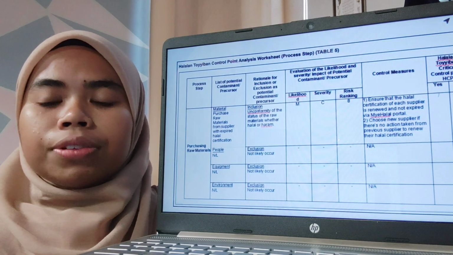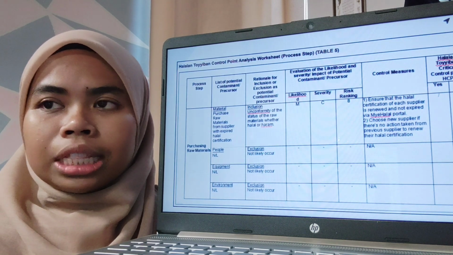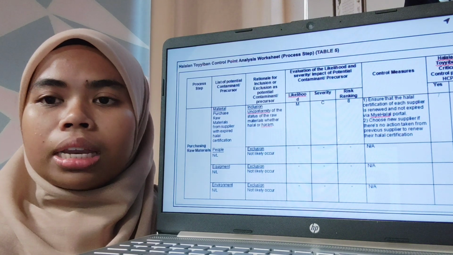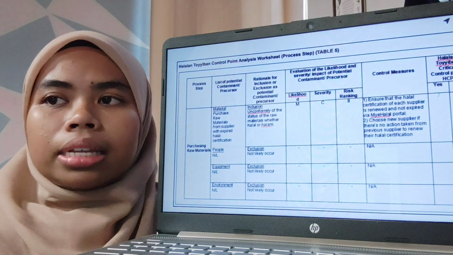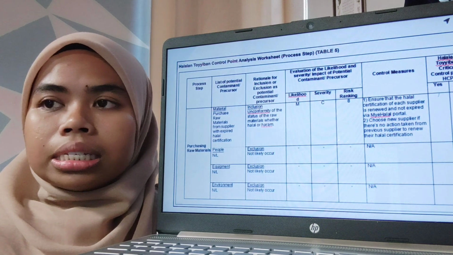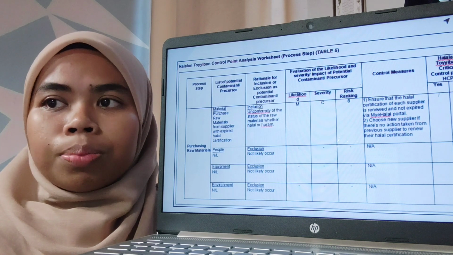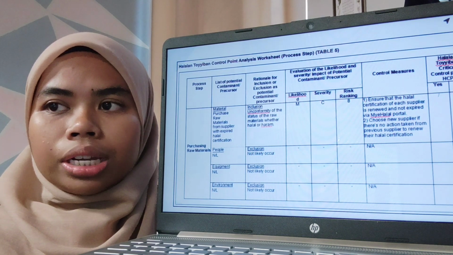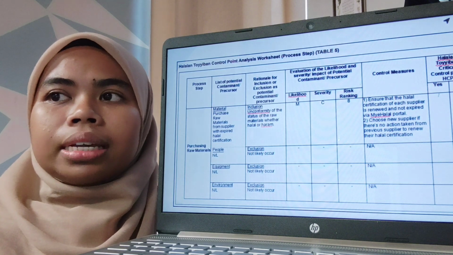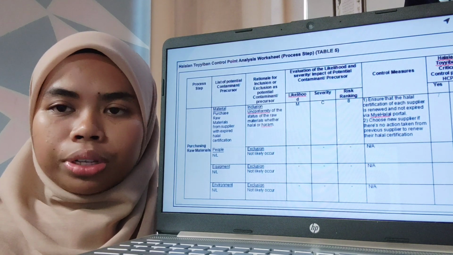So for the control measure, first we need to ensure the halal certification of each supplier is renewed and not expired via the MYeHALAL application. Second, we need to choose a new supplier if the previous supplier took no action to renew their halal certification. So it is a halal critical point.